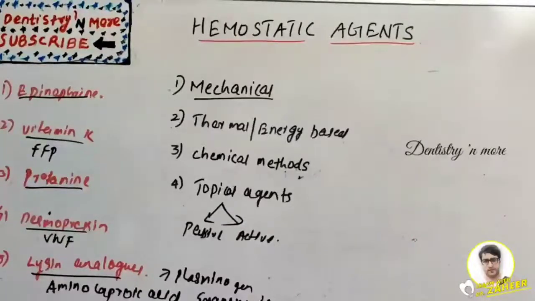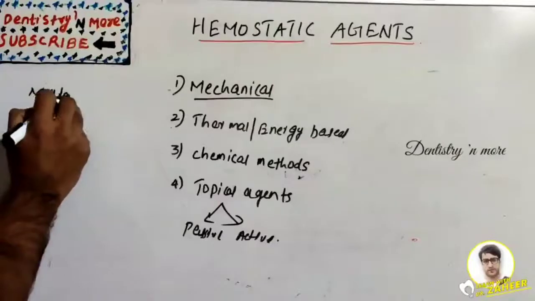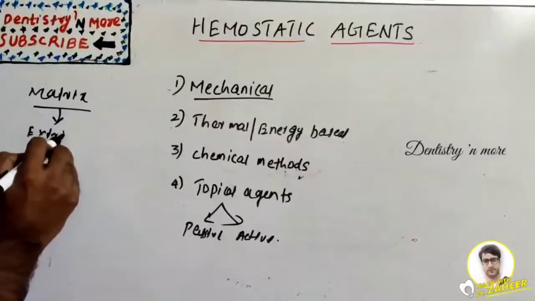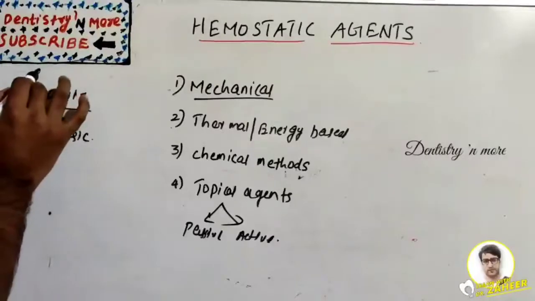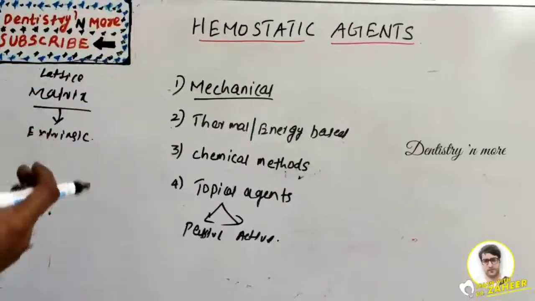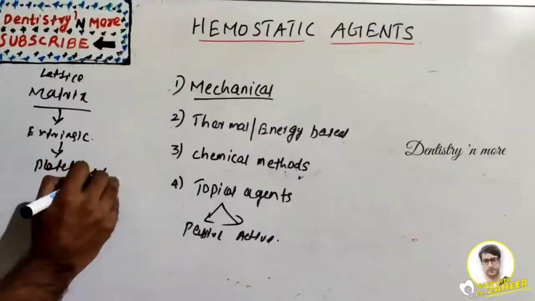Now let's see what the topical agents are. Topical agents, we have both passive and active products. Topical agents provide a physical lattice-like matrix that adheres to the bleeding site. So this matrix activates the extrinsic clotting pathway, then platelets aggregate and form a clot. That is the concept. Passive topical agents provide a lattice matrix, then this matrix activates the extrinsic pathway, then there will be platelets and clot formation.